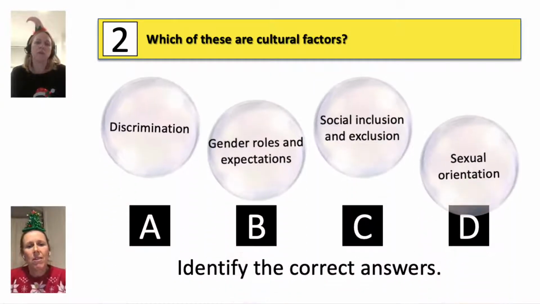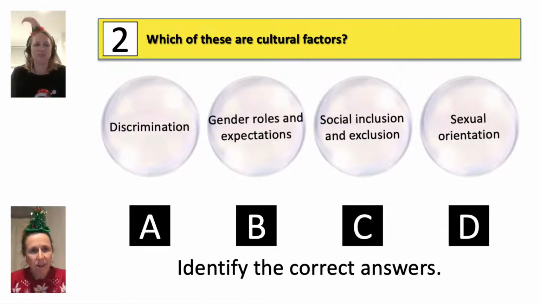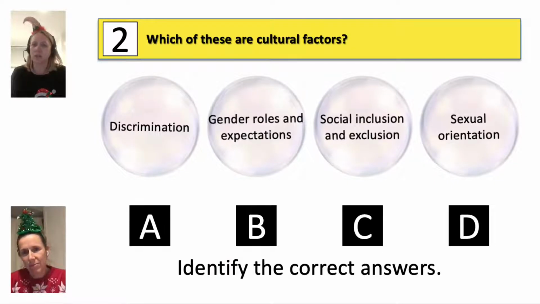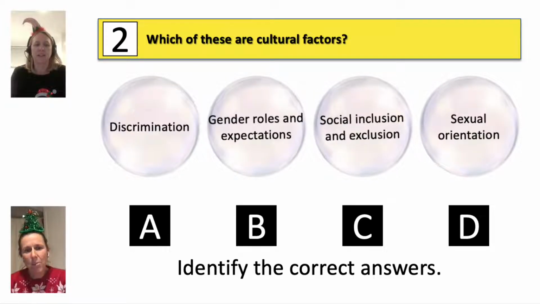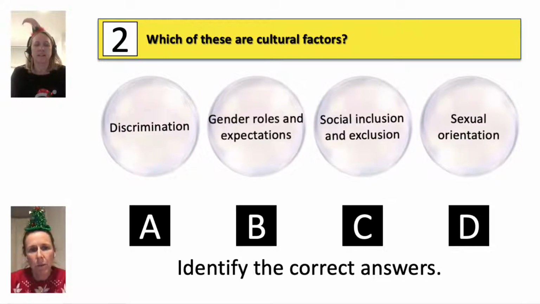Which of these are cultural factors? We have discrimination, gender roles and expectations, social inclusion and exclusion, or sexual orientation. Is it A, B, C, or D, or all of them? Let us know in the chat what you're thinking. It could be more than one as well. What do we think?